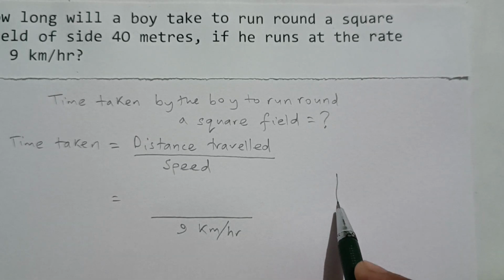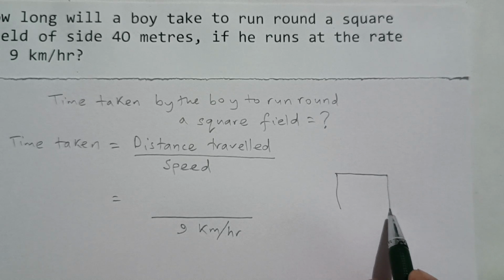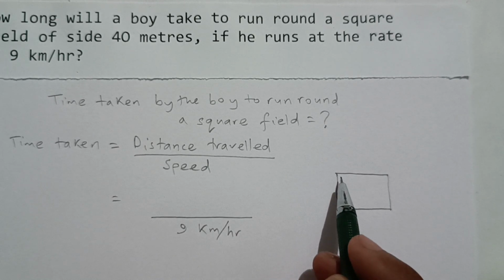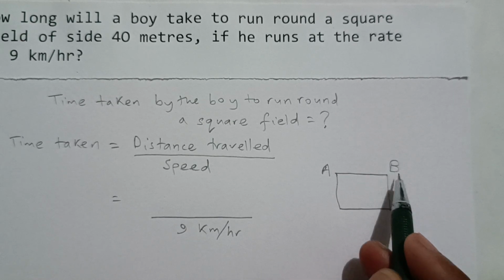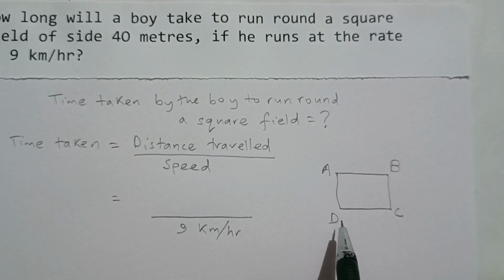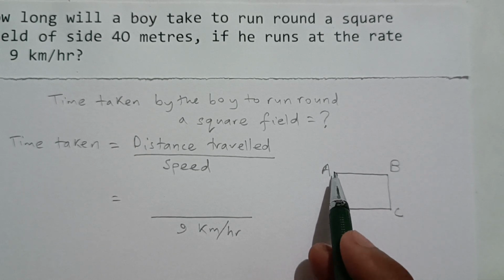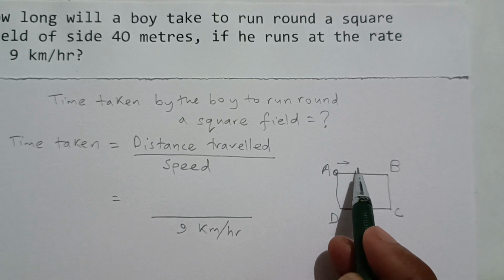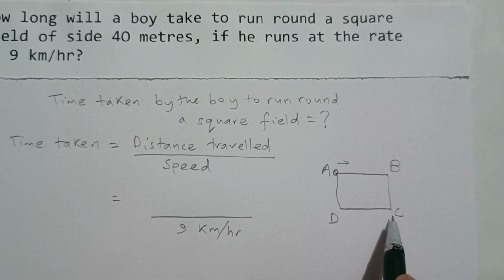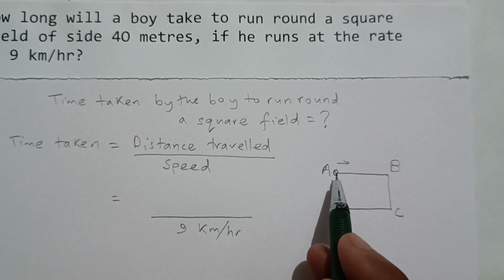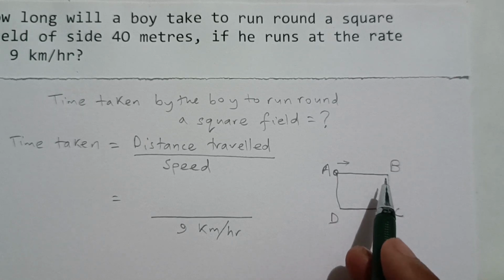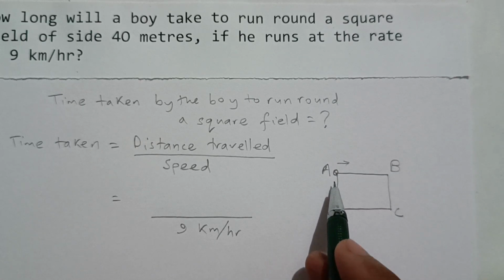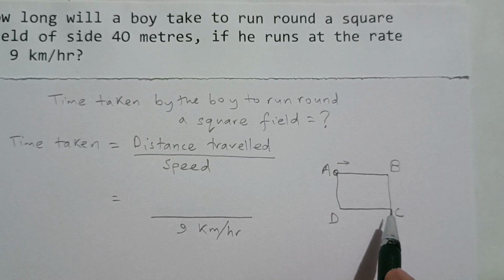So there is a square field. So let us say this is a square field. This is a rough diagram of that square field. So let us label this square field: A, B, C, D. So A, B, C, D is a square field. The boy is running round this square field. So that means, let us say he is starting from point A and he is going in this direction. So he will go from A to B, then from B to C, then from C to D, and then from D to A. So that means he is running round this square field. Starting from A and again coming back to A after covering the entire perimeter of this square field.